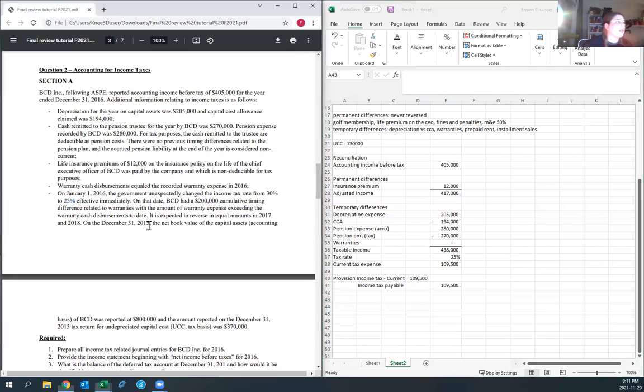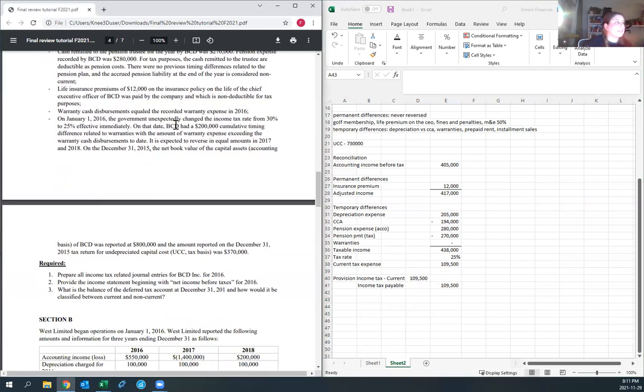So for example, I know that my warranties had a $200,000 cumulative timing difference on January 1st. What that means is that in the books, you have an asset or liability for that $200,000 times 30%, but it should be at 25%. So we know that. Is it an asset or a liability? It says that the amount of warranty expense is exceeding the warranty cash disbursements to date.